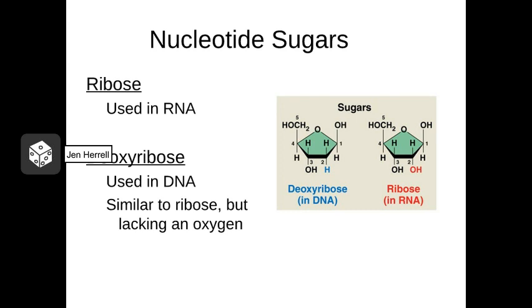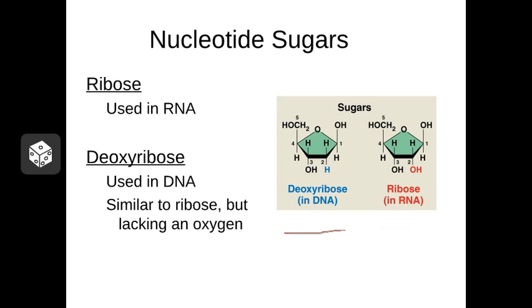Two different sugars can be found at the heart of a nucleotide: ribose and deoxyribose. Ribose is typically found in the nucleotides found in RNA. In fact, that's what the R of RNA stands for. Deoxyribose, on the other hand, is found in the nucleotides that make up DNA. That's what the D of DNA stands for.